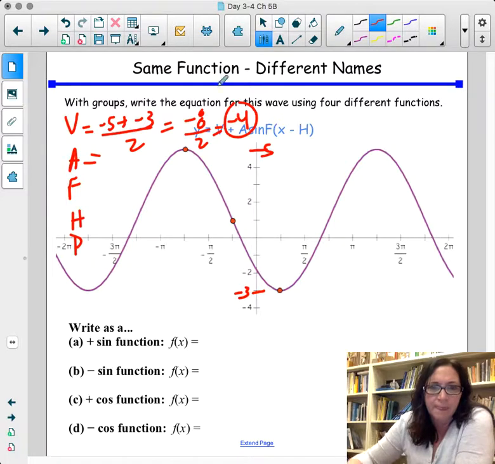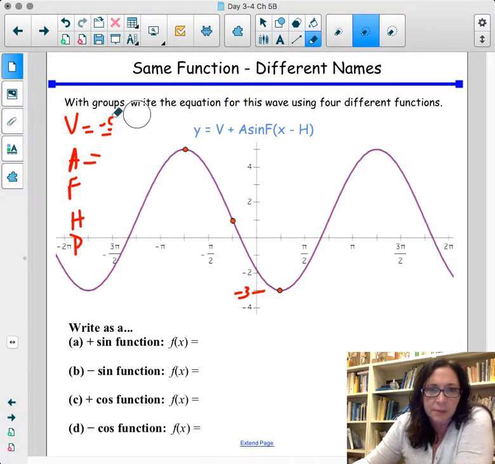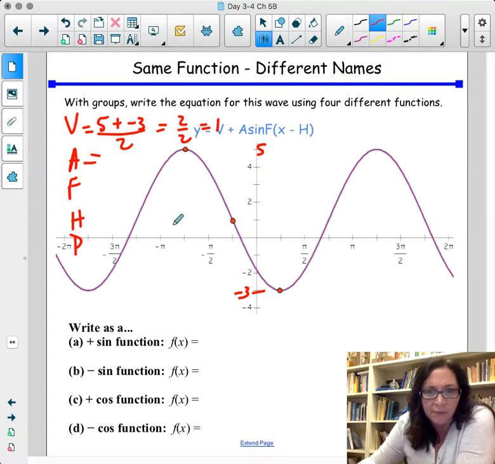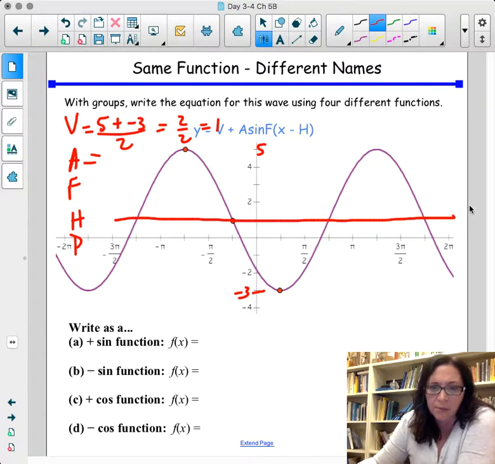That's not right. Let's do that again. This is +5. Okay, so this is 5 and -3. So we go 5 plus -3 divided by 2. So that's 2 divided by 2, which is 1. So my vertical shift looks like right here, which is x prime, and it's 1.